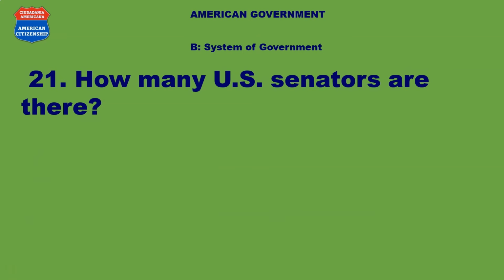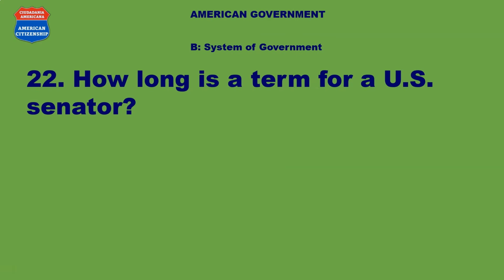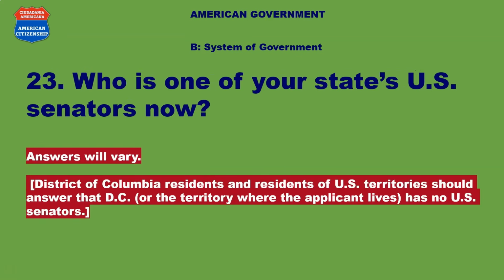How many U.S. senators are there? 100 senators. How long is a term for a U.S. senator? 6 years. Who is one of your state's U.S. senators now? Answers will vary here depending on where you live. Please look at the description part of this video for a link that will lead you to the answer.